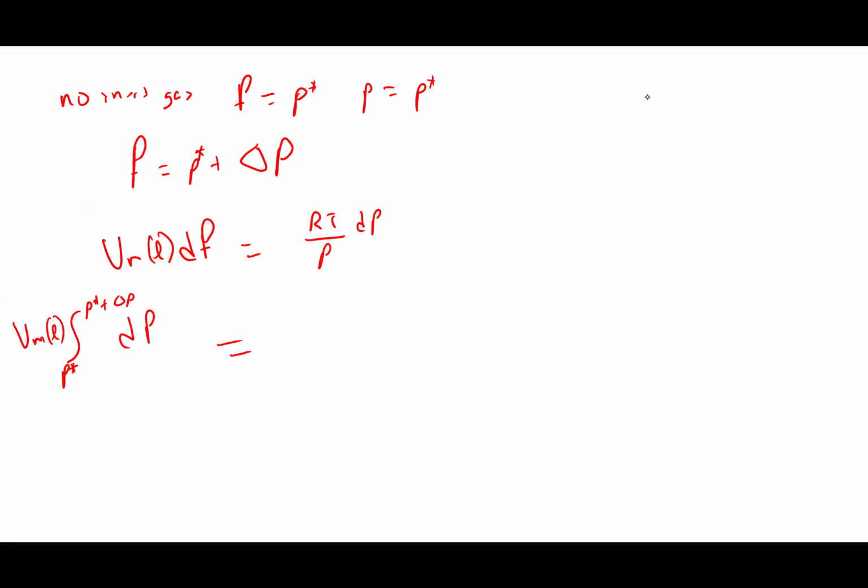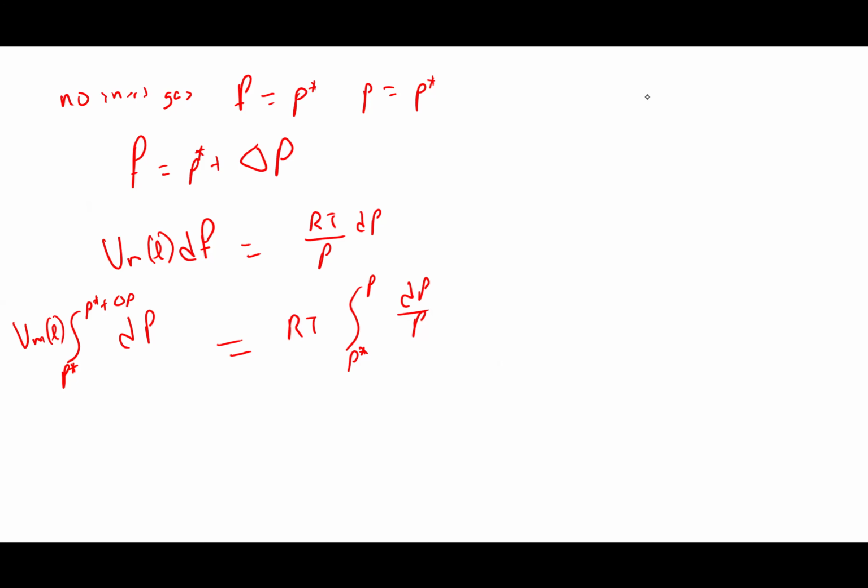On the right-hand side, we would have RT. Those are constants. The integral here is going from the normal vapor pressure to the regular vapor pressure here, if you want to call it that. Now from here, oh, and we forgot about dP over P.